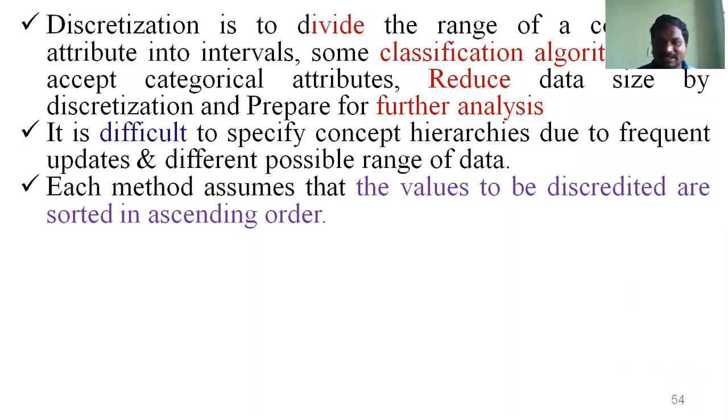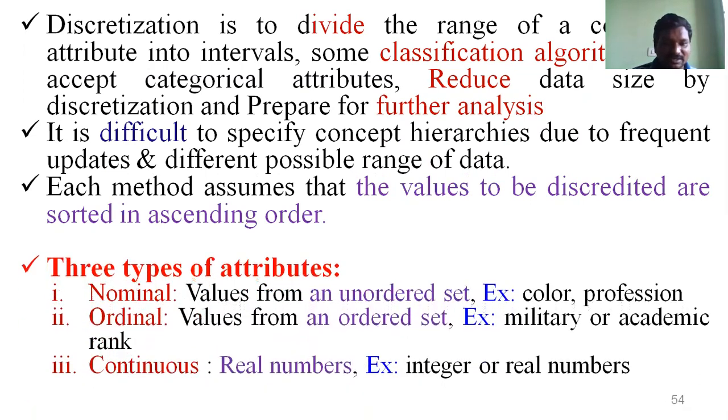Here you have discretization methods, different methods are there. In this case, discretization is applied on nominal data, ordinal data, and continuous data. Nominal data means values from an unordered set. Let us take some colors, red color. That means there is no order here. We may take the order either yellow, green. That means you may take any order here.